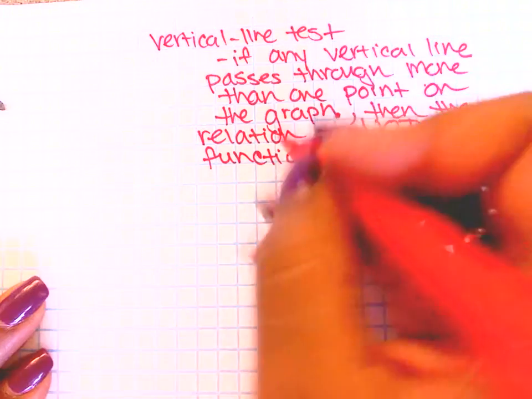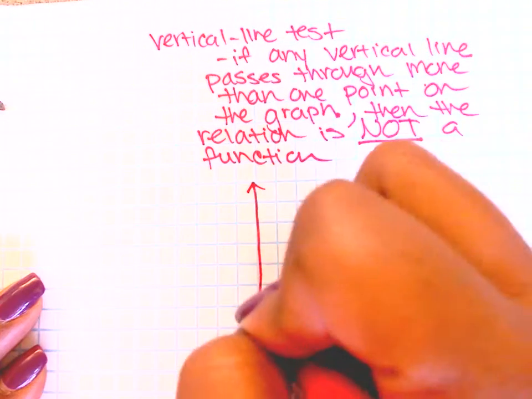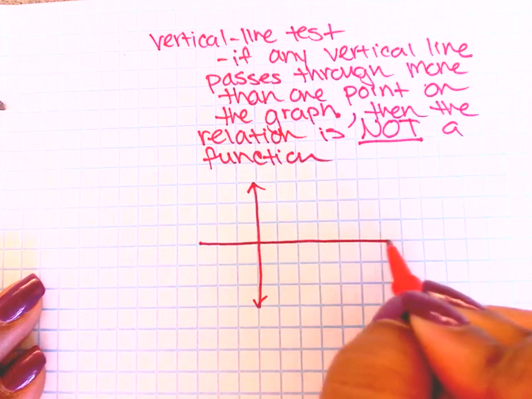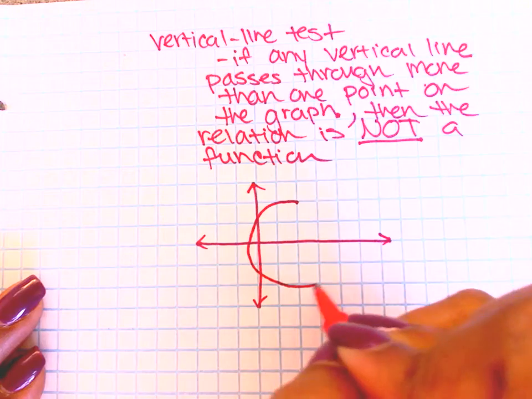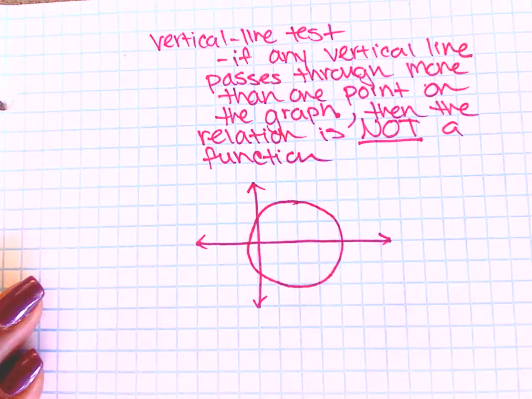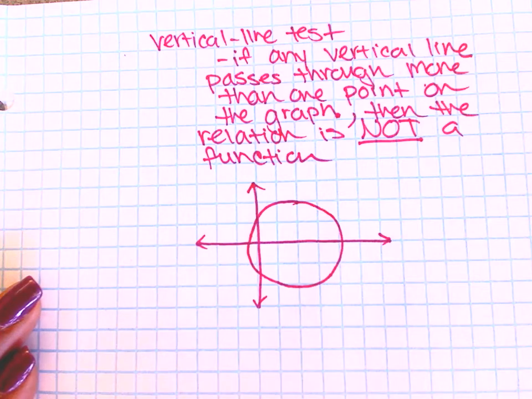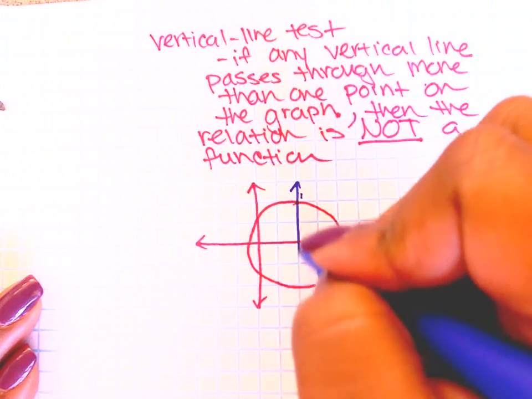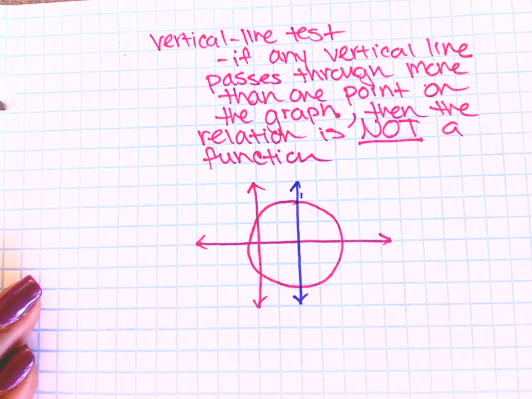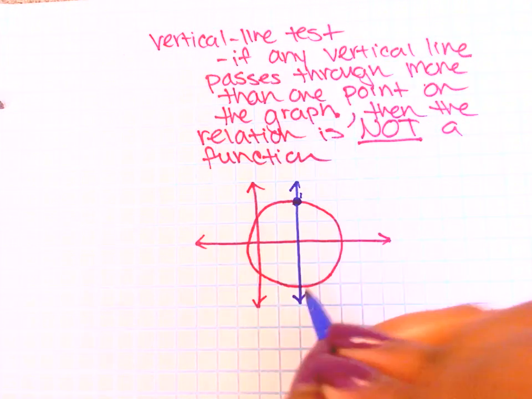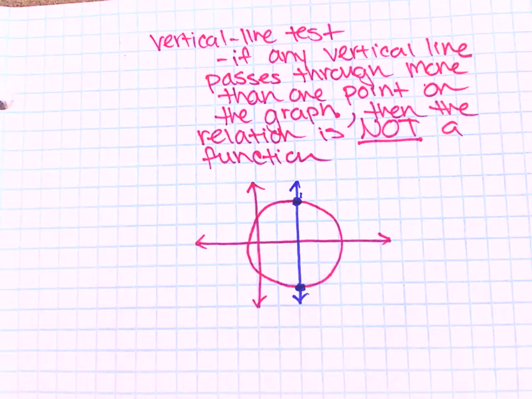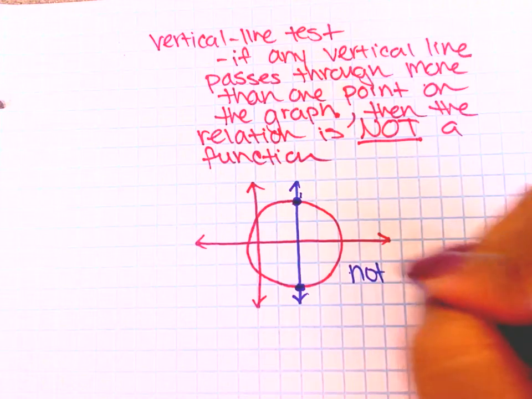For example, if I had a graph that looked like this, okay, and if I drew a line, say I drew a line here. If my line can go through 2 points, right, this would be a point right here, and this would be a point right here. If my line goes through 2 points, it's not a function. So this one would be not a function.